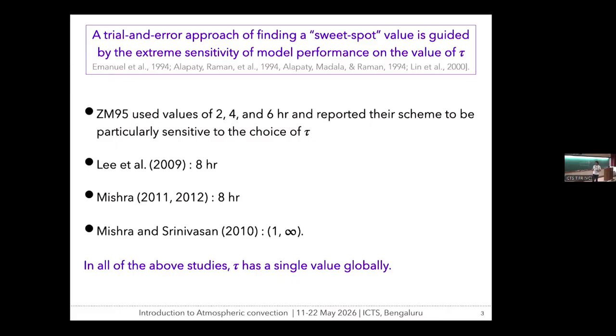You just give it any value and the model doesn't crash. It will run. But what is important to note is that in all of these above studies, at least the ones which used a global model, they used one single tau for both continents and oceans.